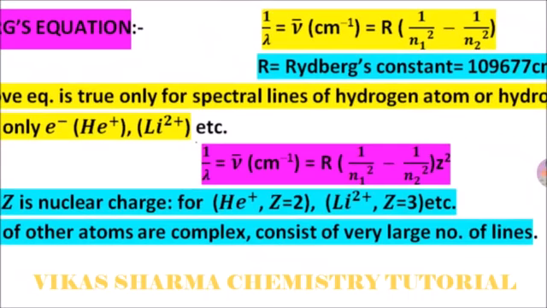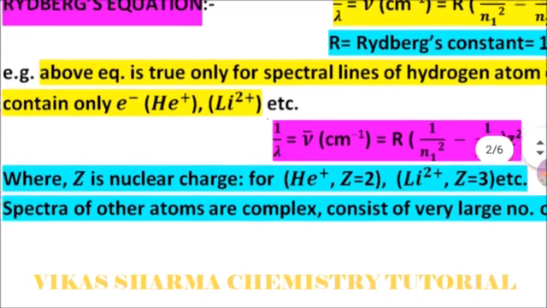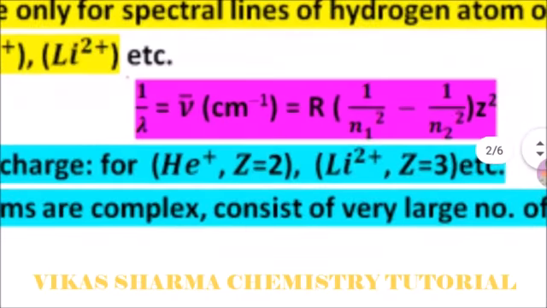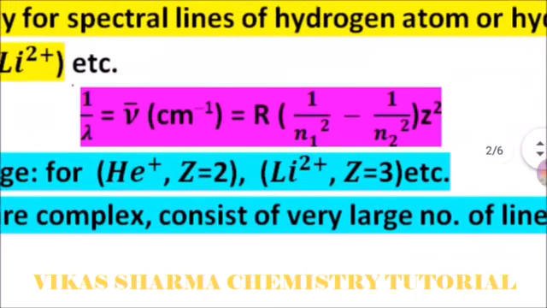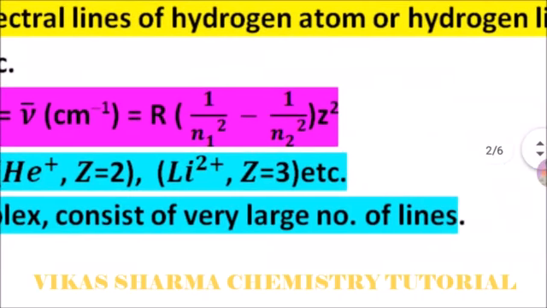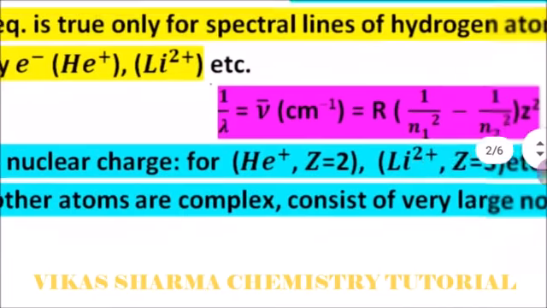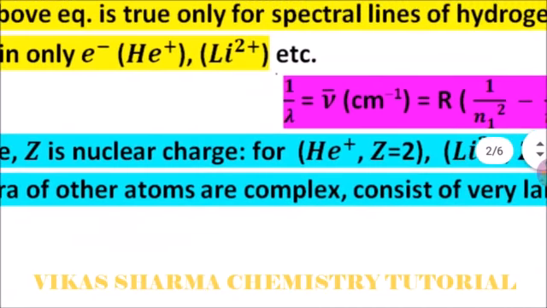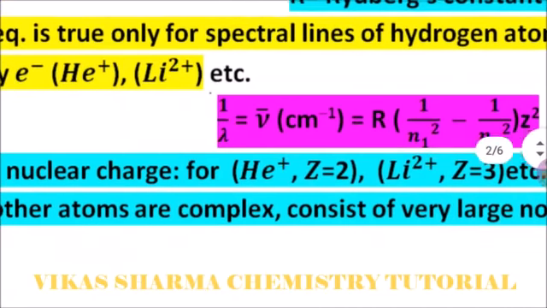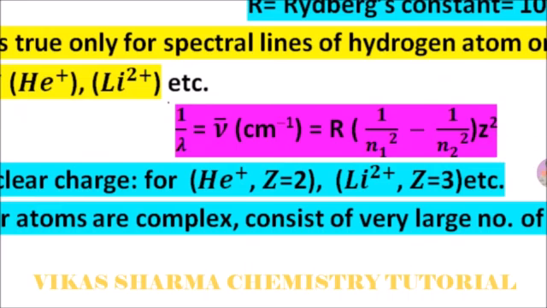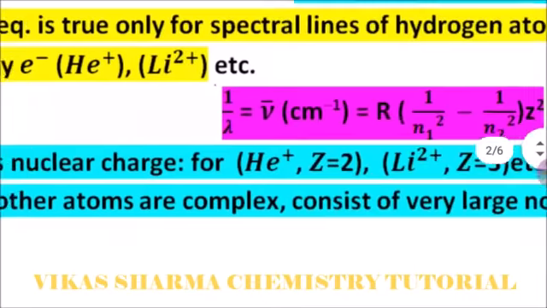So the Rydberg equation can only solve the numerical if the atom has one electron in its orbit. The modification in the Rydberg equation is 1 upon lambda equal to nu bar equal to Rydberg constant times (1 over n1 square minus 1 over n2 square), then multiplied by Z square. Z means charge of the nucleus. For helium, Z is equal to 2 because the atomic number of helium is 2. For lithium, Z is equal to 3 because the atomic number of lithium is 3.